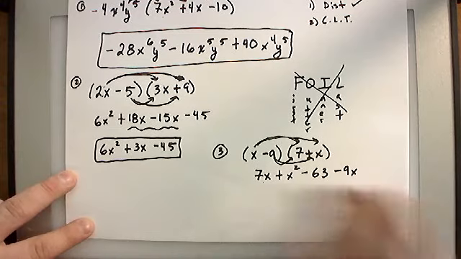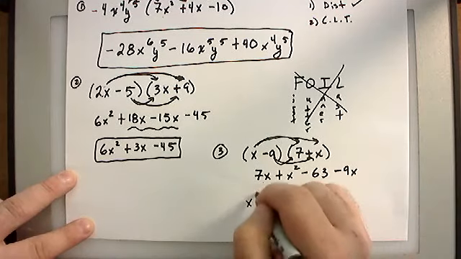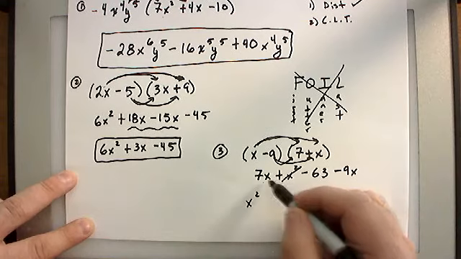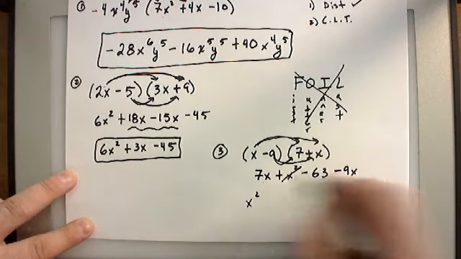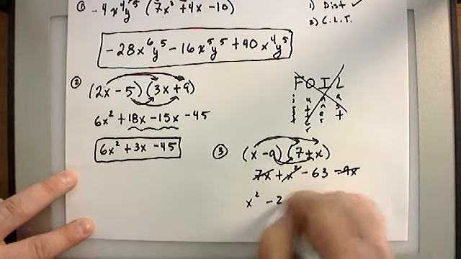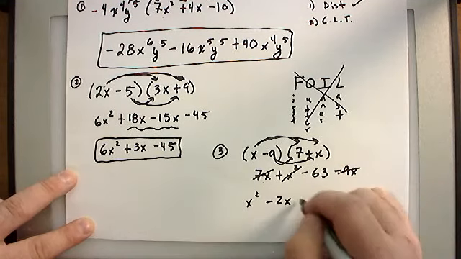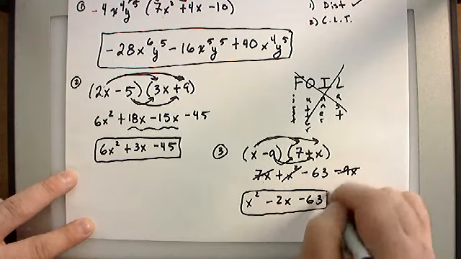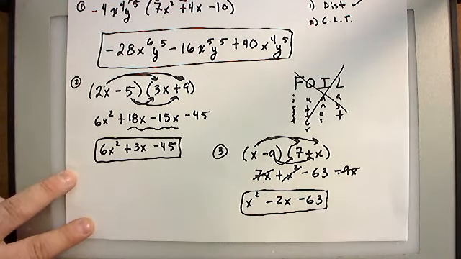And let's put this in the right order, highest power first. So the x squared goes first, that's done. I like to cross them off so I don't forget something. Here we have 7x minus 9x, so that would be -2x. And then the -63 is just going to sit there, and that's your answer. So FOILing, whatever you want to call it, not a big deal, okay?